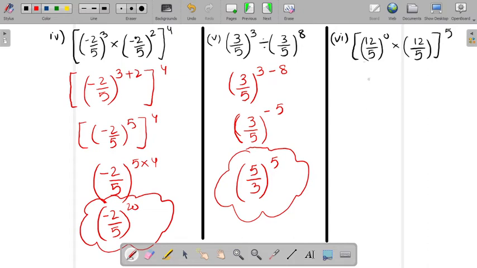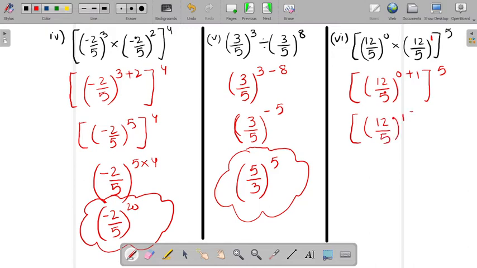In the sixth part, 12 by 5. Here the power is 0 and what about the power here? Power is 1. So bases are the same, multiplication. So what will you do? You will add the powers together. So 0 plus 1. Now what is 0 plus 1 equal to? 0 plus 1 equals 1 and outside is power 5.